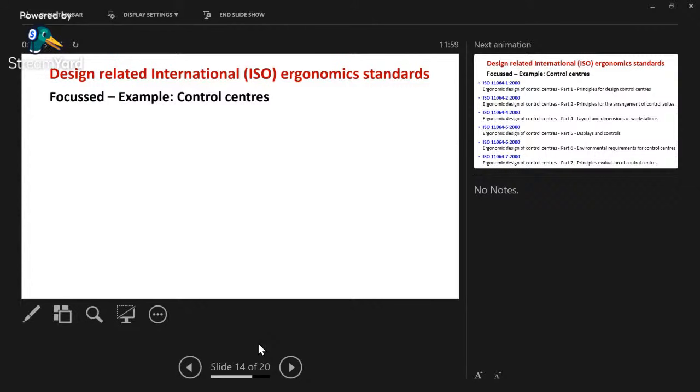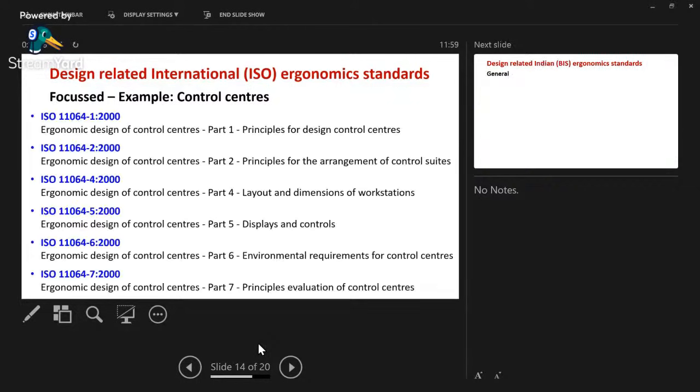For example, there is the 11064 standard, which focuses on control centers. So, control rooms and other types of control centers. There's a huge range of standards within 11064, which looks at different aspects of the design of that particular product or system. For example, within 11064, we have part 1 for the principles of the design. As I said, first of all, the general principles.